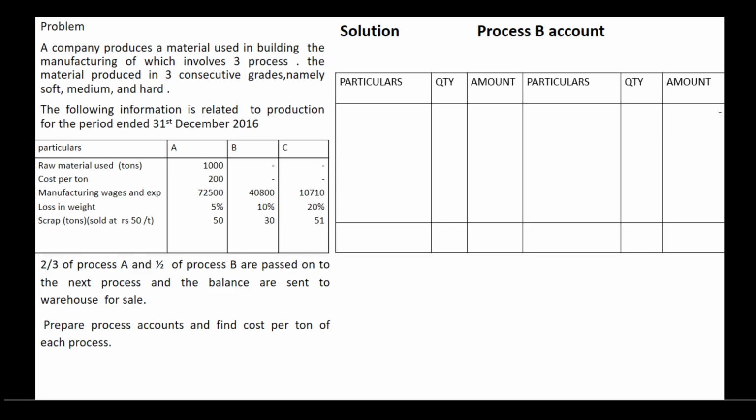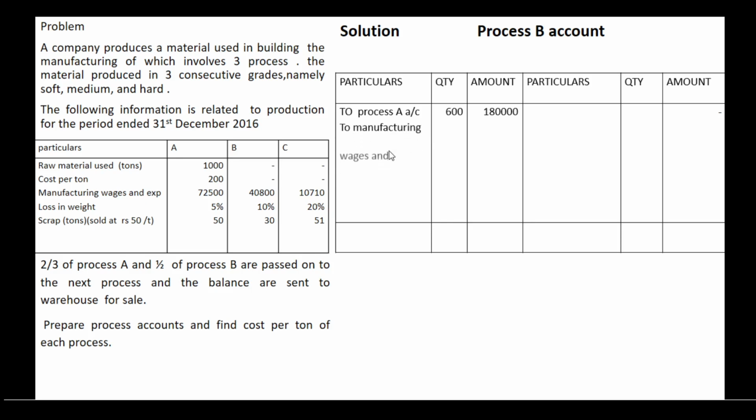What we entered last as transferred to process B, we are now transferring from the process A account. What is being transferred from the previous process A account is 600 quantity, 1,80,000 rupees.